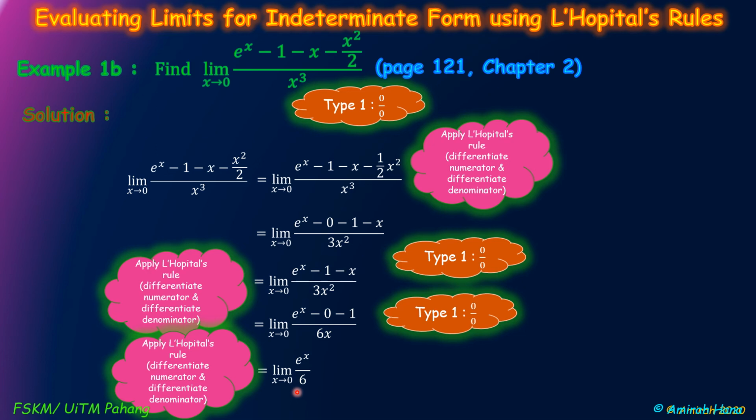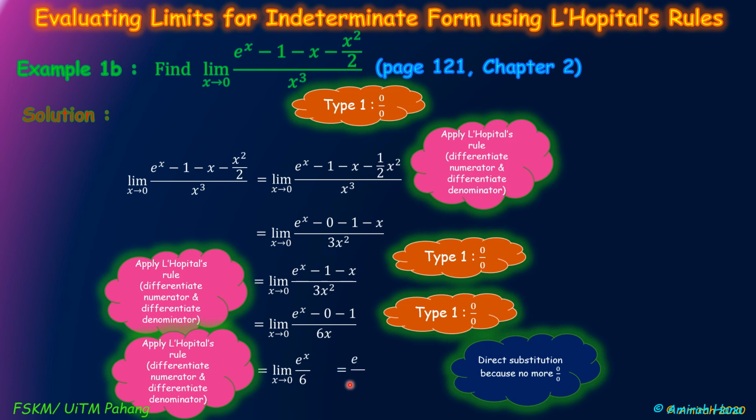After that, we try direct substitution, and this time there is no more 0 over 0. So in this step, we can use direct substitution. We substitute 0 into variable x, so we have e to the power of 0 over 6, which equals 1 over 6. So this is the final answer.